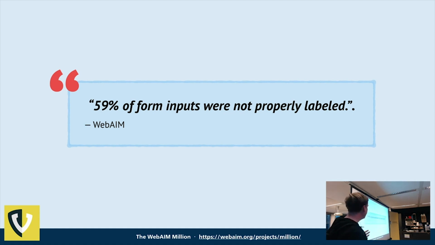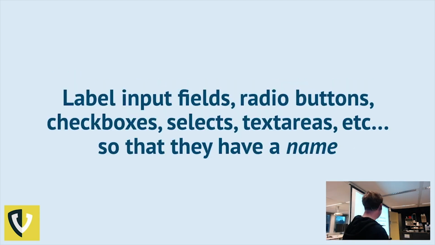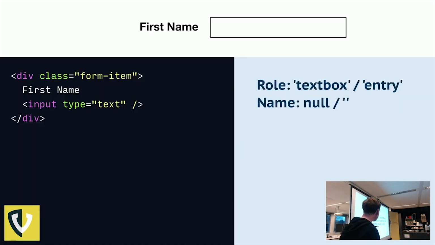So I'll just show you how labeling works and why it's important. So in a form, you want to label input fields, radio buttons, checkboxes, select, all these different things. And the reason is that then they have a name in your accessibility tree. So they show up somewhere, and they then have a name that we can refer to. There is an example. I have this first name field with an input right behind it. And if I look at this in the accessibility tree, I'll get a role of something, text box or entry, depends on the browser you use. And then the name computes to null or to the empty string, because it has no name as far as the accessibility tree is concerned.